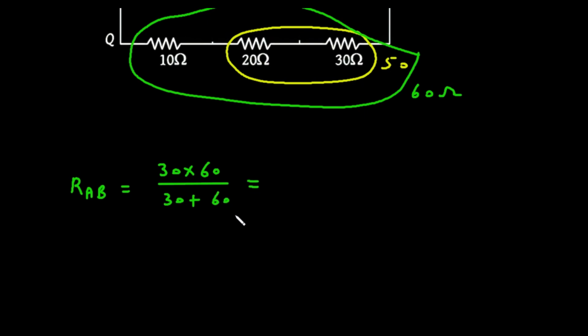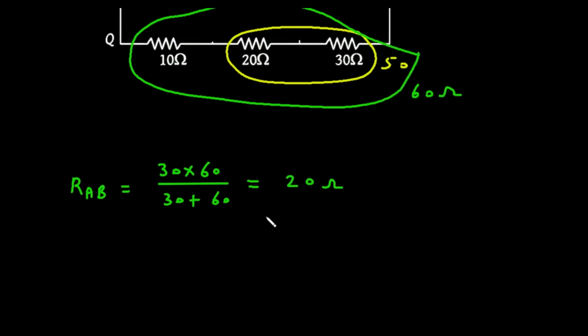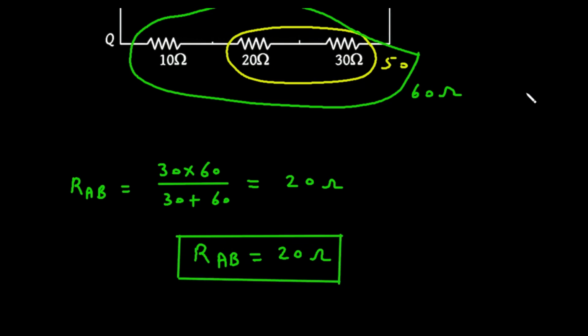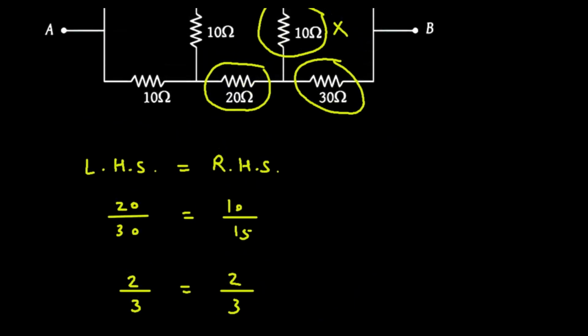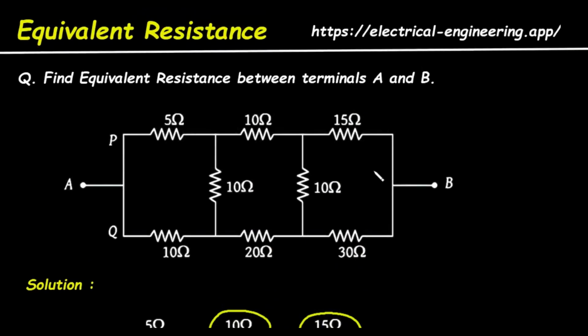Let's solve this in calculator. It will be 30 multiplied with 60 divided by 30 plus 60. So it is simply 20 ohm. So therefore, final answer for RAB is 20 ohm. So this is how we can solve these types of problem. We can also solve this problem by using delta Y transformation technique. But here we solve this by using Wheatstone bridge method, and this is a double bridge.